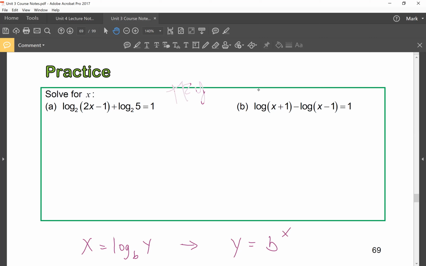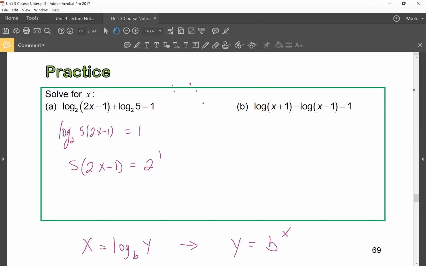All right, so let's look at the answers to this. So again, we will apply one of the many rules of logarithms. So we'll combine the 5 with the 2x minus 1, equals 1. And then we will rewrite this in exponential form. So this is going to be 5 times (2x minus 1) equals 2 to the power of 1.